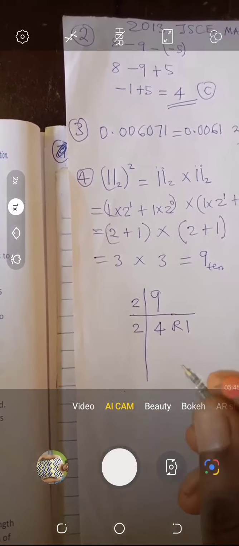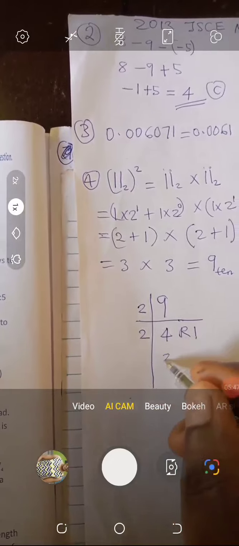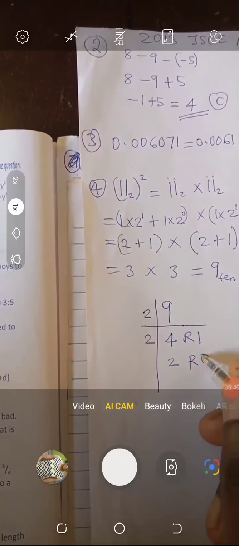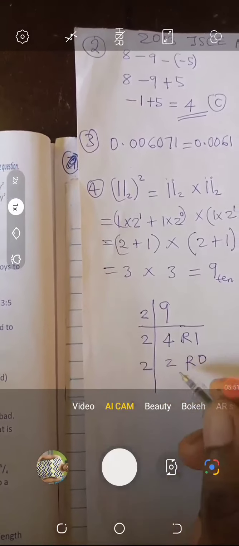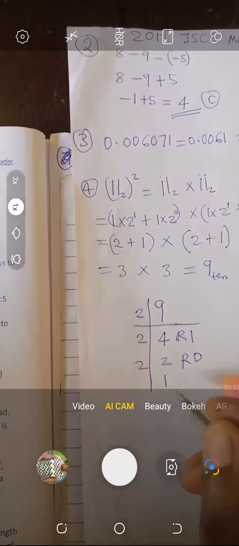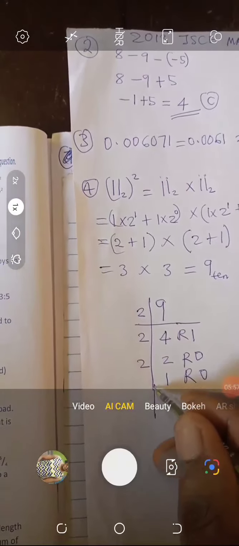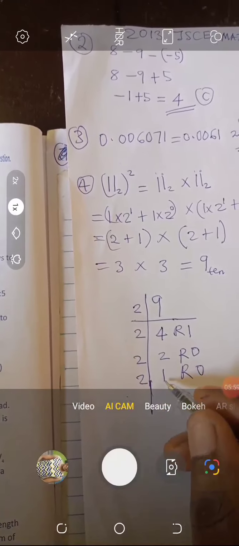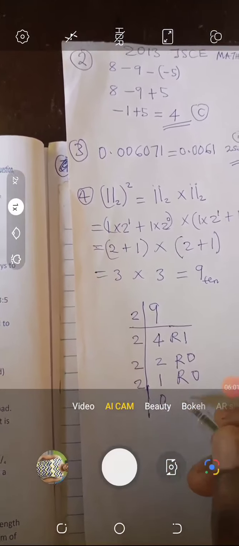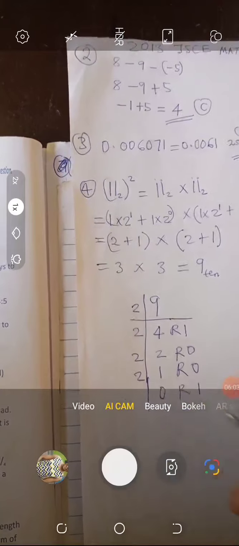You have a 0 down there. So 2 will go into this. 2, of course, 2 will go into 4. 2, there will not be a remainder. I'll put 0. 2 will go into 2. 1. There will not be a remainder. We'll put 0. Then 2 cannot go into 1. So we write down 0.